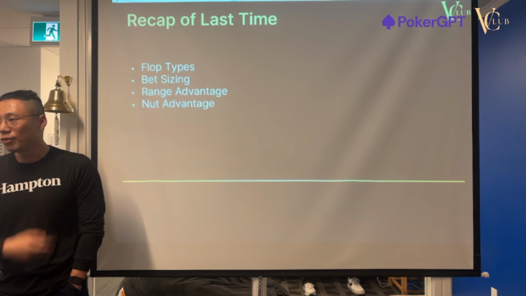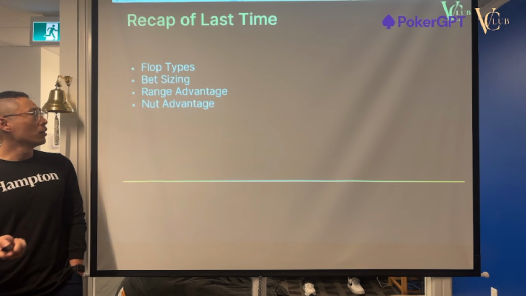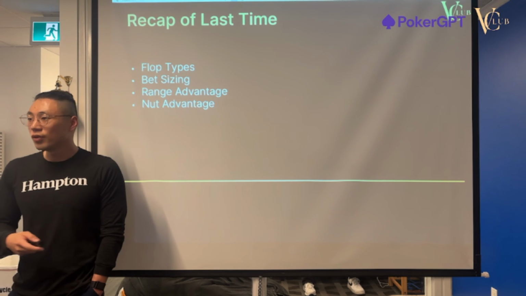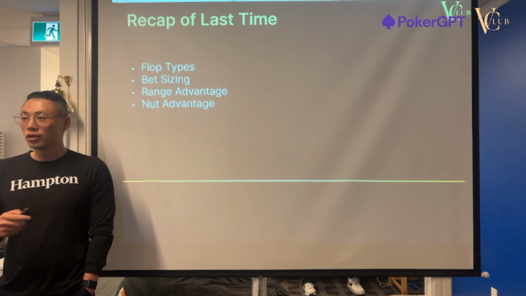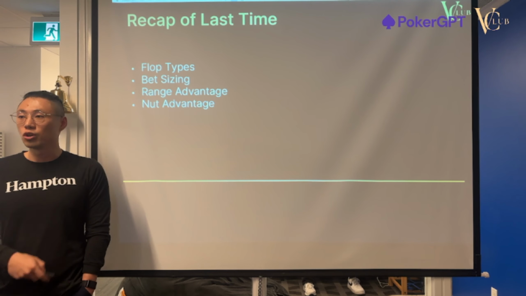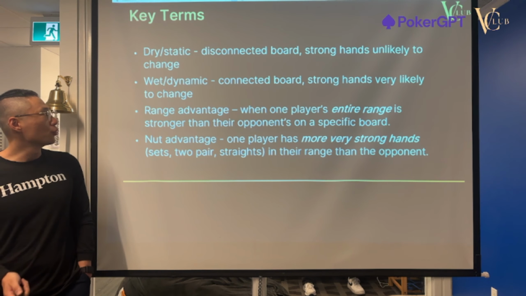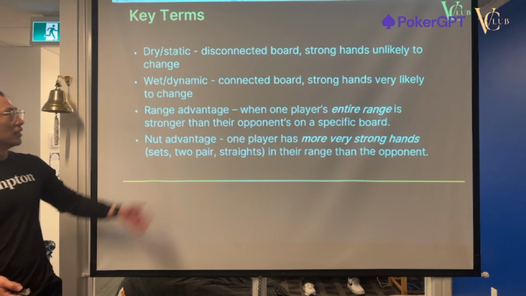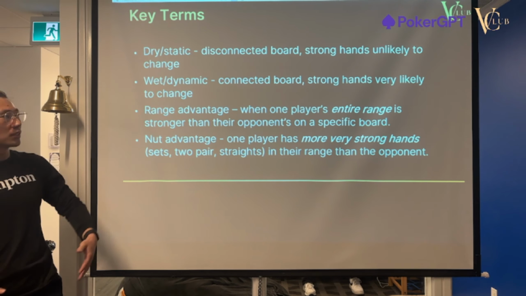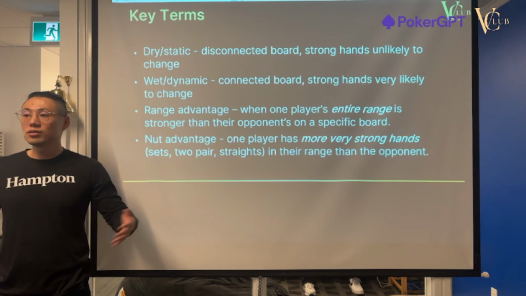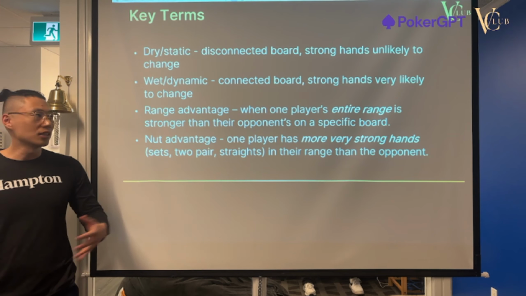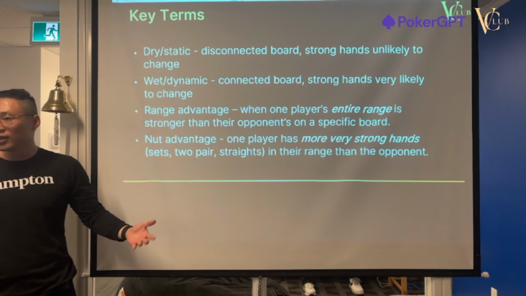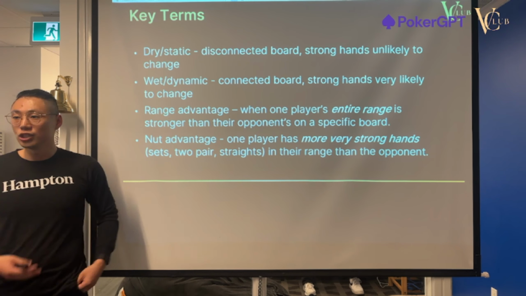So, a quick recap of the last one, which was 2 weeks ago now. We talked about the different types of flops, bet sizing heuristics, and a couple key concepts like range advantage and nut advantage. I'm just going to give a quick overview of these as a refresher as we go into future planning. Some basic terms on flop types that are really good to understand: dry/static flops are basically disconnected boards like ace, 7, 3, rainbow, right? So disconnected, there aren't many draws available. Wet/dynamic is like 4-5-6 with 2 diamonds.